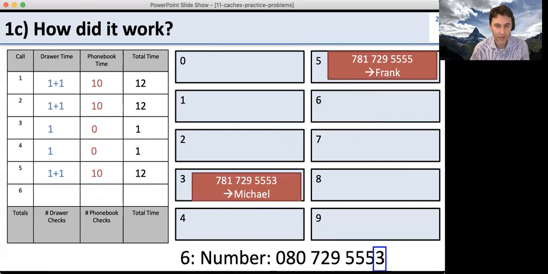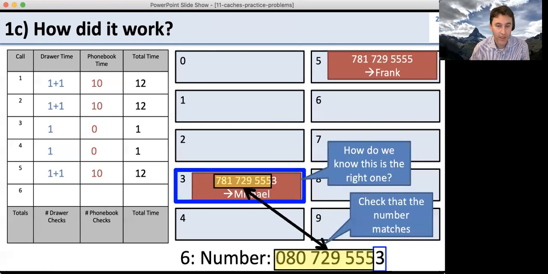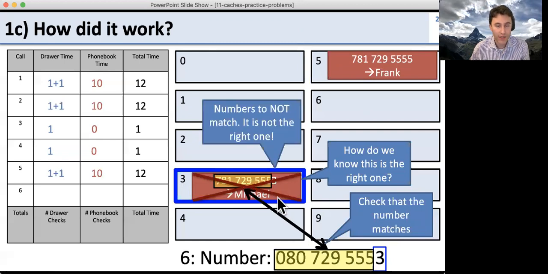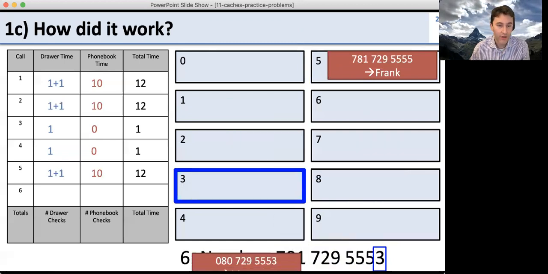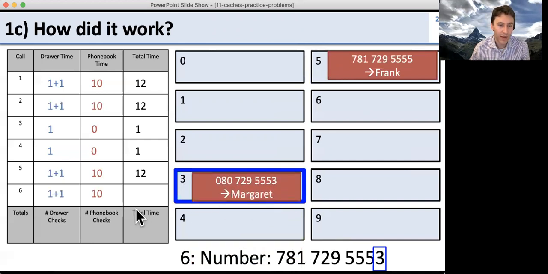Okay, here comes our next number. It ends in a 3. So we go look in the 3 drawer. Great, there is one there. How do we know if it's right? We check the rest of the number. Well, again, these don't match, so it's not the right one. So we have to do the same thing: go to the phone book, look up the number, and put in a new note. And so it takes us more time. So we looked up 6 items. We had to check the drawer 10 times.